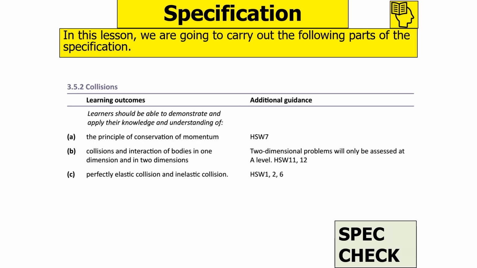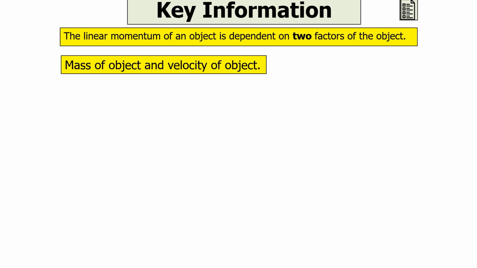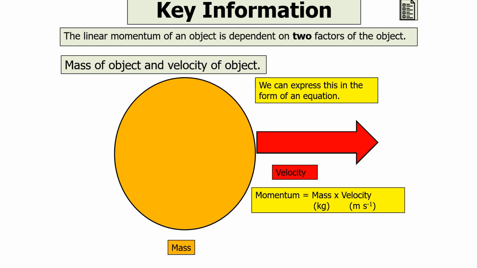So in this lesson, we're going to look at the following parts of the OCR A-Level Physics specification: 3.5.2 collisions. Now, the linear momentum of an object is dependent on two factors of the object: the mass of the object and the velocity of the object. Now, we can express this in the form of an equation that momentum is equal to mass times by velocity.